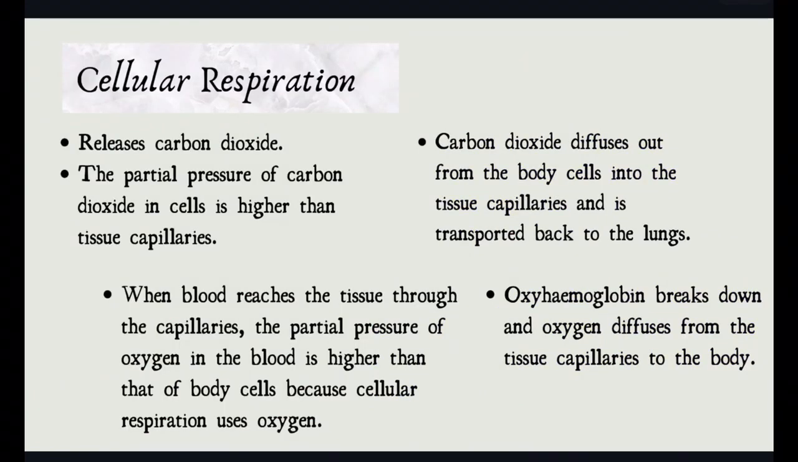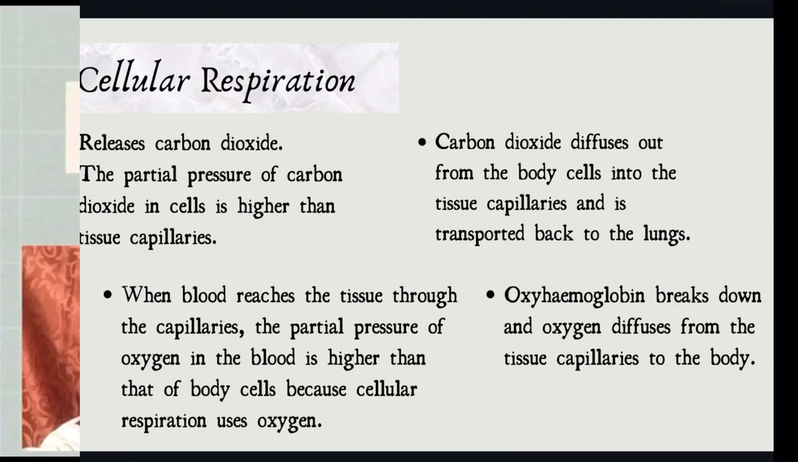Cellular respiration releases carbon dioxide. The partial pressure of carbon dioxide in cells is higher than in tissue capillaries. When blood reaches the tissue through the capillaries, the partial pressure of oxygen in the blood is higher than that of body cells because cellular respiration uses oxygen. Carbon dioxide diffuses out from the body cells into the tissue capillaries and is transported back to the lungs. Oxyhemoglobin breaks down and oxygen diffuses from the tissue capillaries to the body cells.